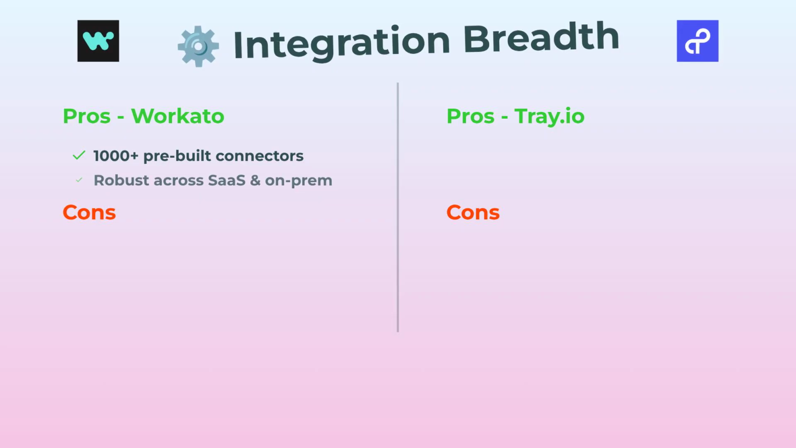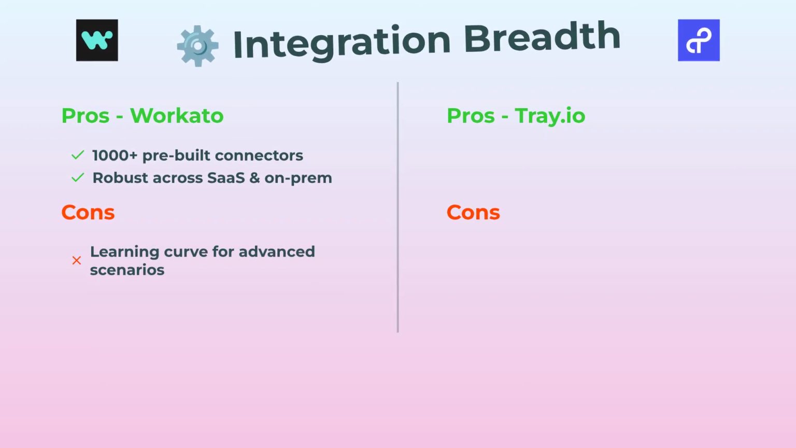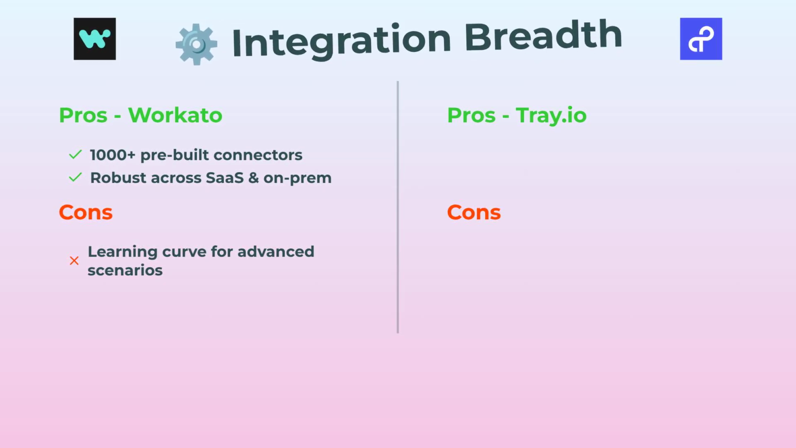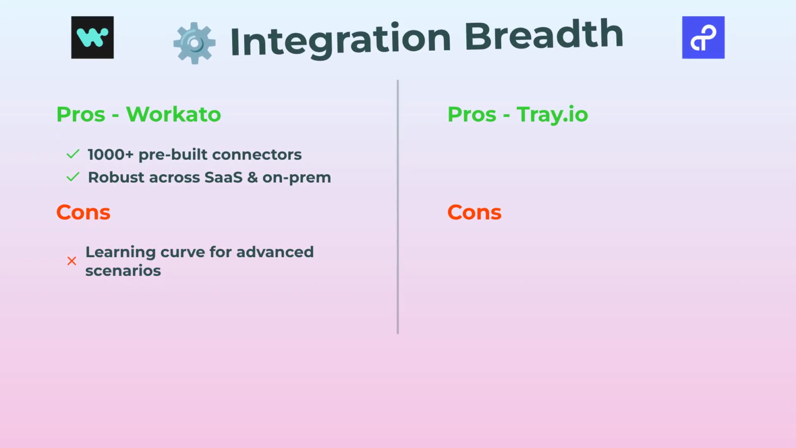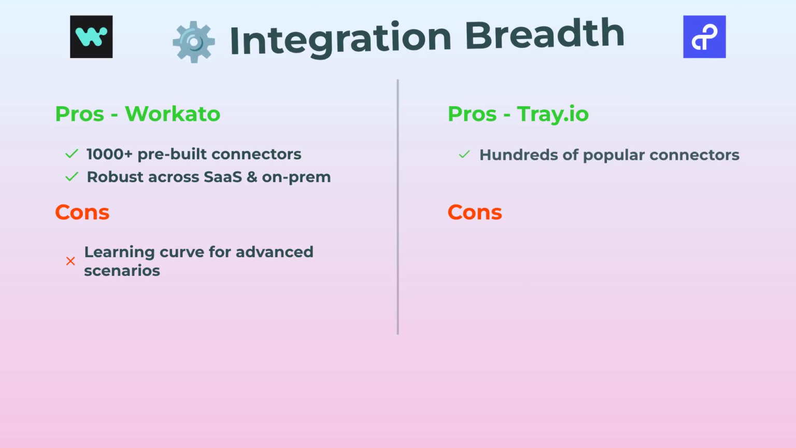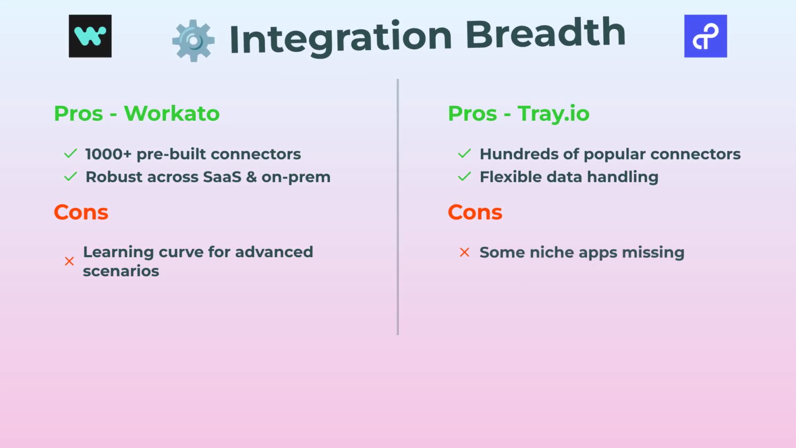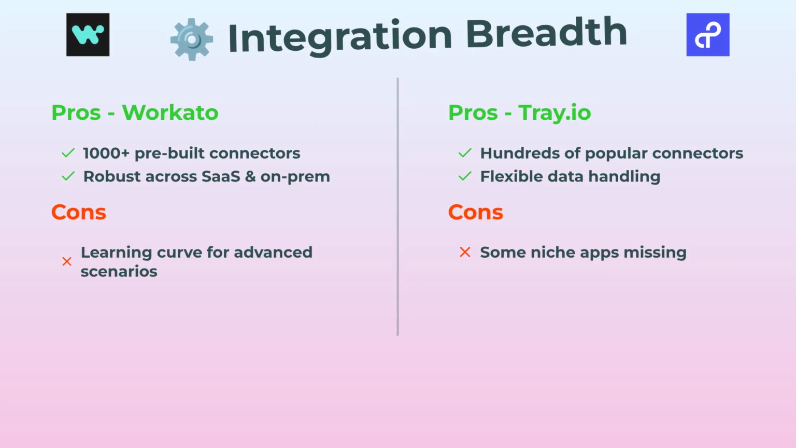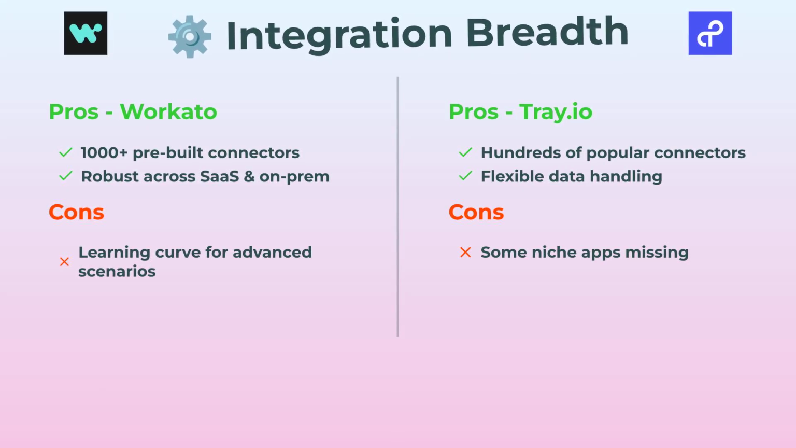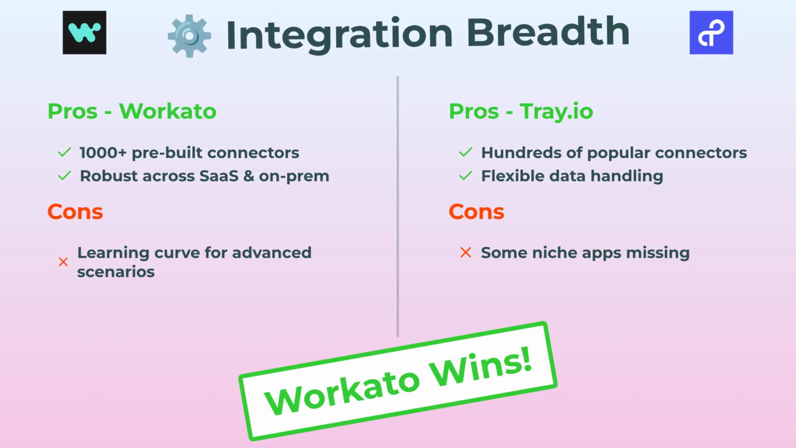Now, if you care about connecting, like, every app under the sun, Workato might just blow your mind. We're talking over 1,000 pre-built connectors, spanning everything from SaaS to those ancient on-prem systems none of us really want to admit we're still using. There is a bit of a learning curve with the trickier stuff. Tray.io has hundreds of connectors, so it's definitely no slouch, and it handles data in some really flexible ways. But if you're on the hunt for some super niche app, you might get left out. So, our winner here? Workato, for just sheer coverage.